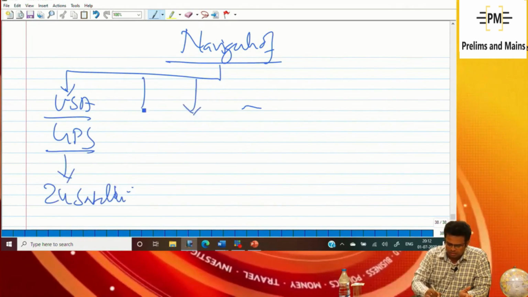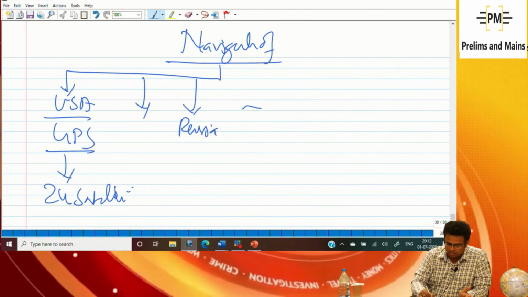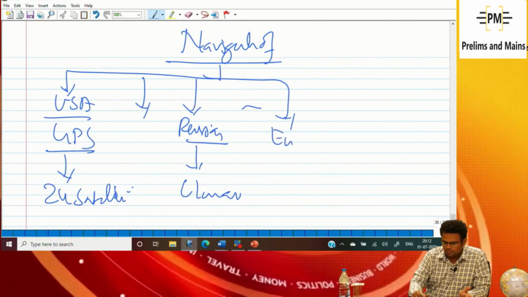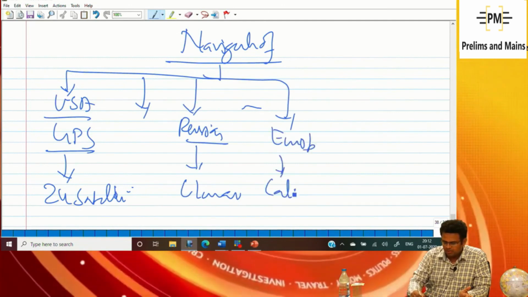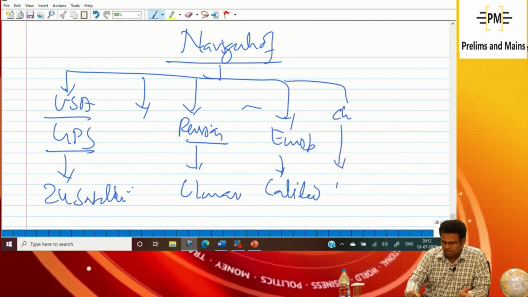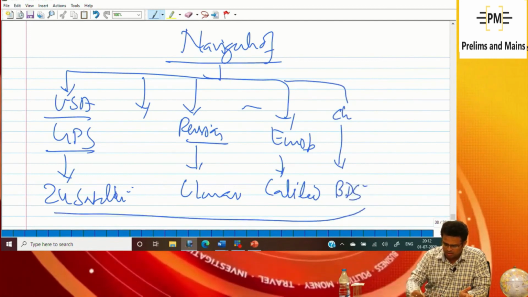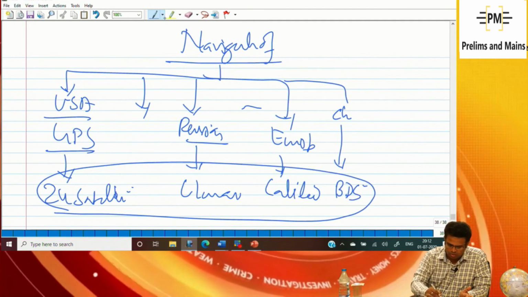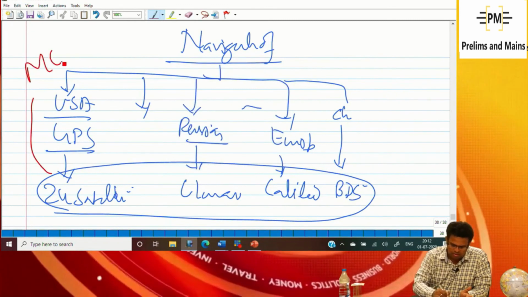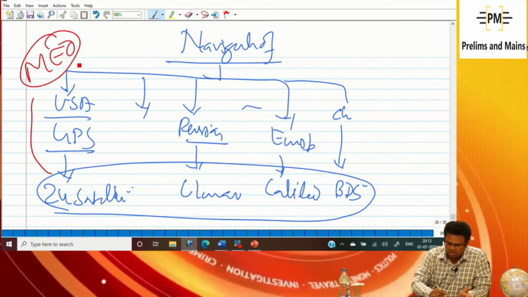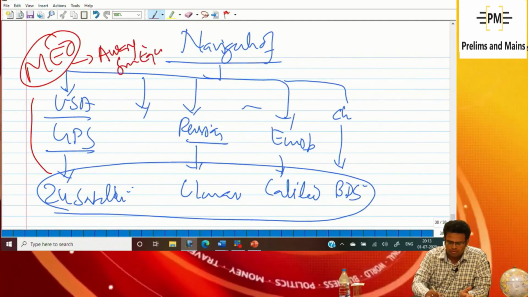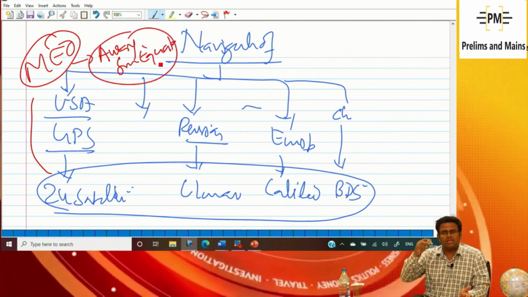Russia has GLONASS, Europe has Galileo, and China has BDS, and all of them are in medium earth orbit, because their position is away from the equator, meaning somewhere in the mid latitude and high latitude.